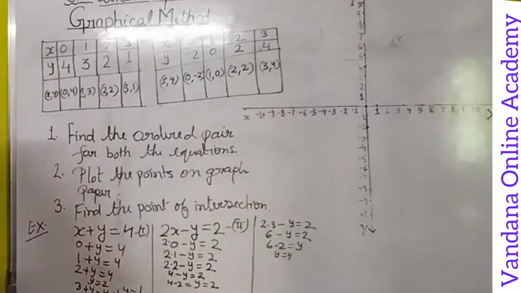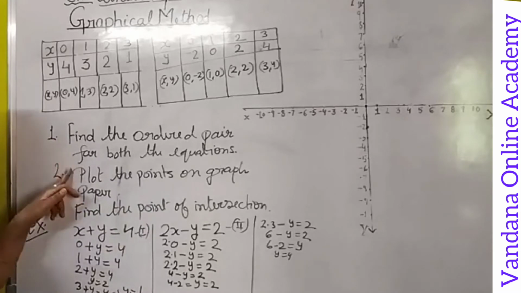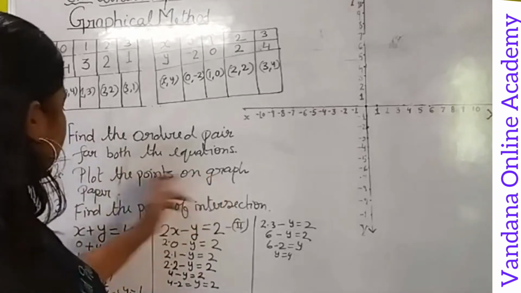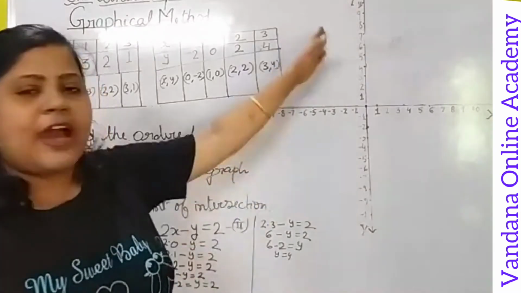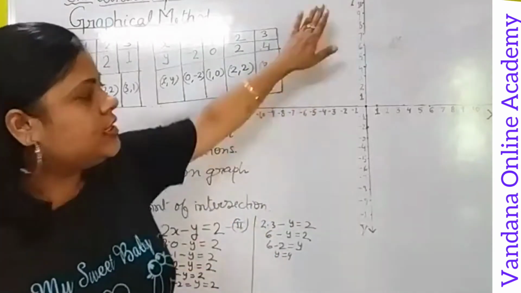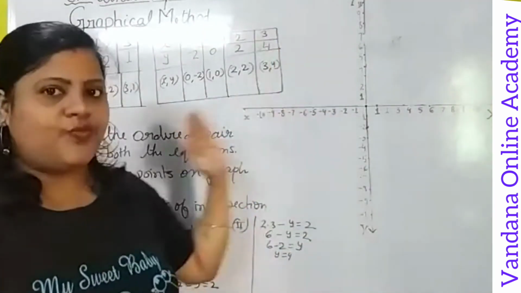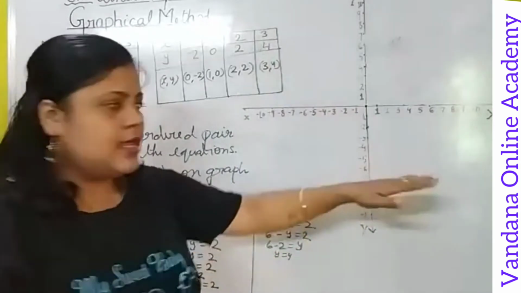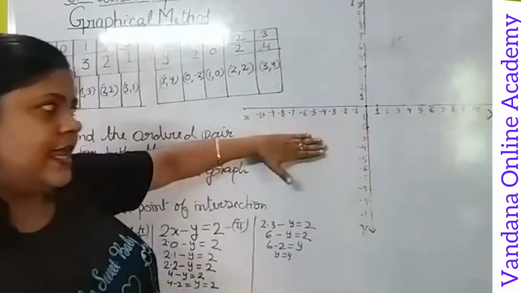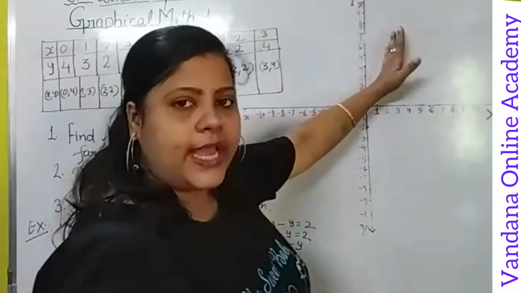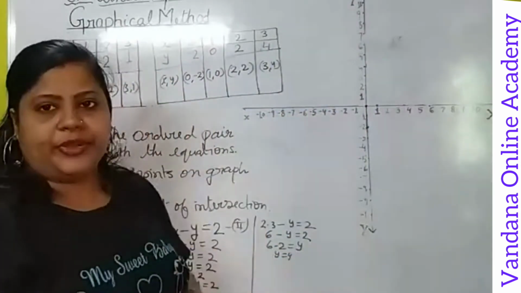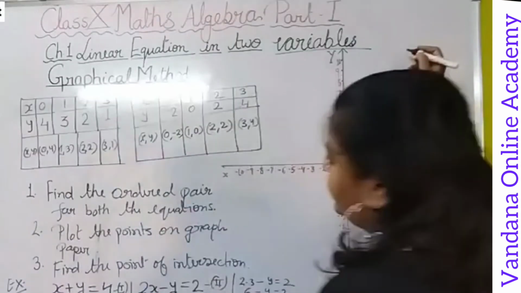This much understood? Now, second step is plot the points on graph paper. So on graph paper, first you need to draw the axis, x-axis, y-axis, show the numbers. This side positive numbers, this side negative numbers, upper side on y-axis positive numbers, here negative numbers. Then second thing, you are going to write the scale.